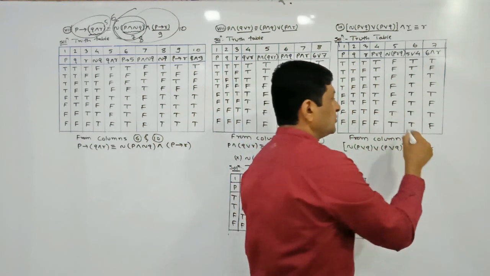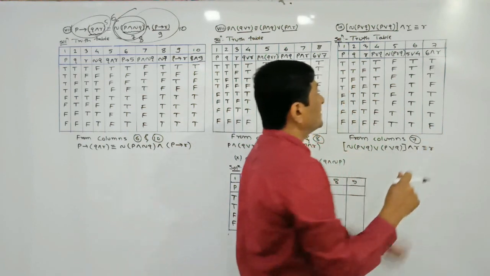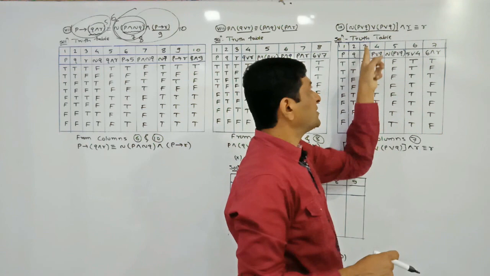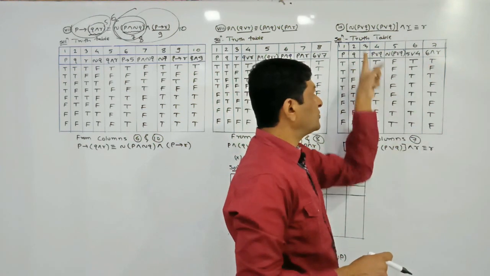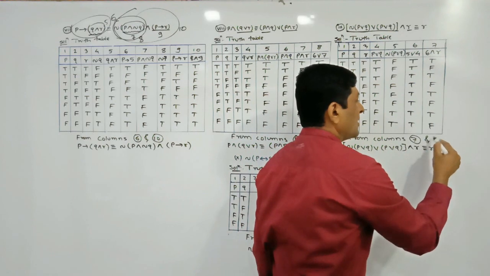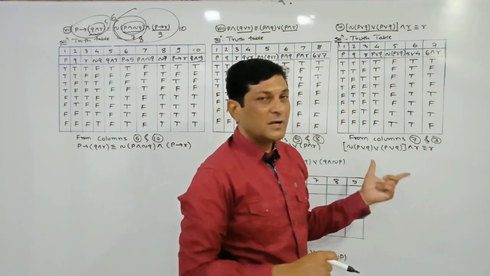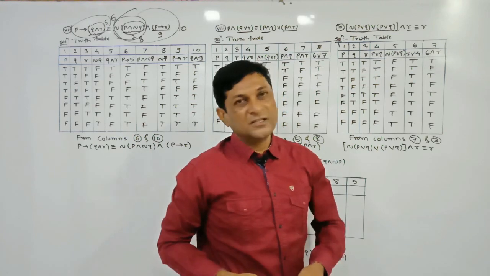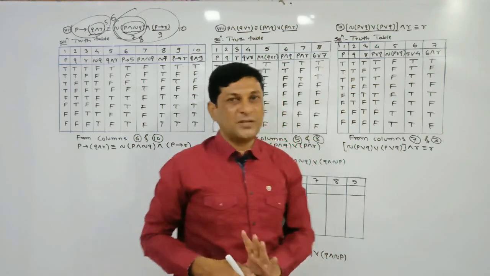Now observe the truth values in column number 7, which are the truth values of this whole statement. And the second part is what? R. Observe the truth value of R. Check whether the truth values are identical or not. So from column number 7 and column number 3, we can conclude that since the truth values are identical, these two statements are logically equivalent.